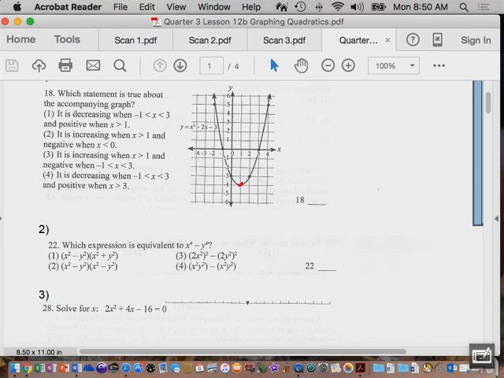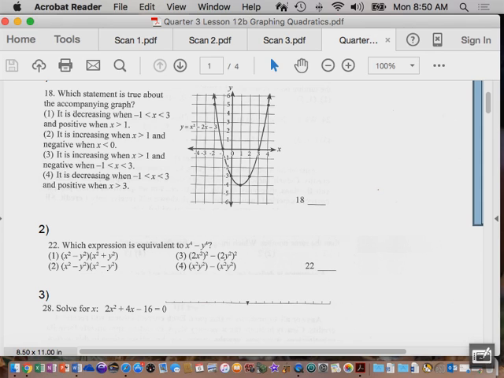Increasing when x is greater than 1. Yeah, that's true. And negative when x is less than 0. That's not true, because here's some x less than 0 and the graph is clearly positive. So it's neither choice 1 nor 2.